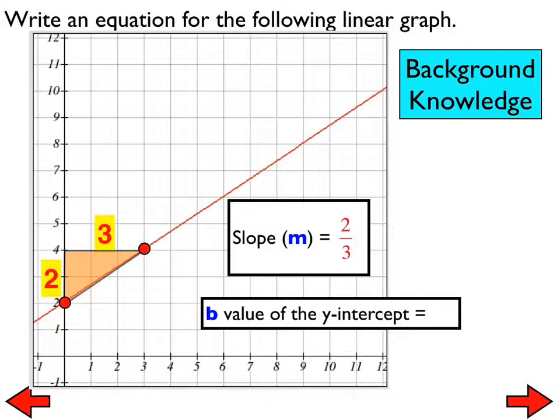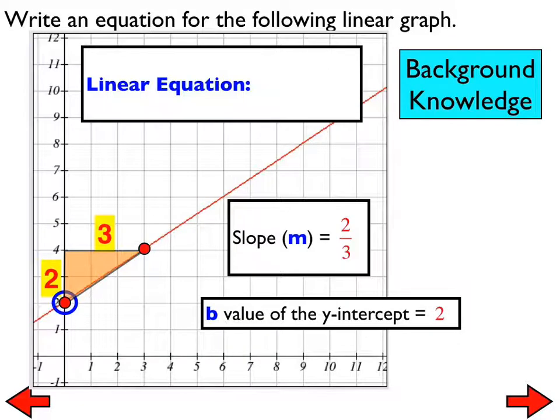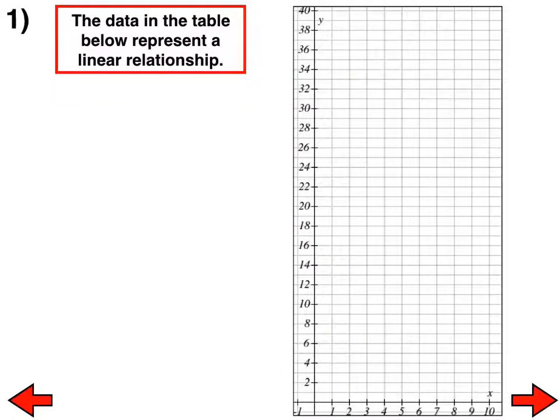And then we've also talked about the b value of the y-intercept, which in this case is 2. And the linear equation from that particular graph is y equals 2/3 x plus 2. All right, so that was a quick summary of everything we've talked about so far.